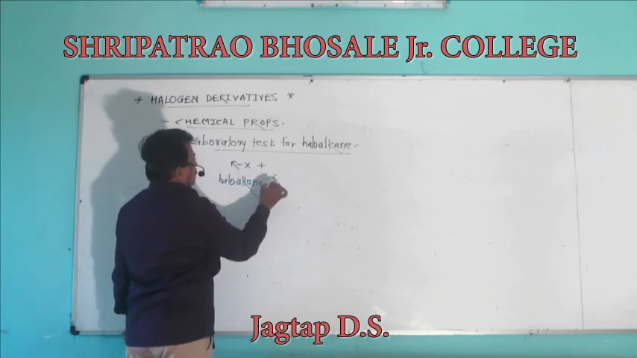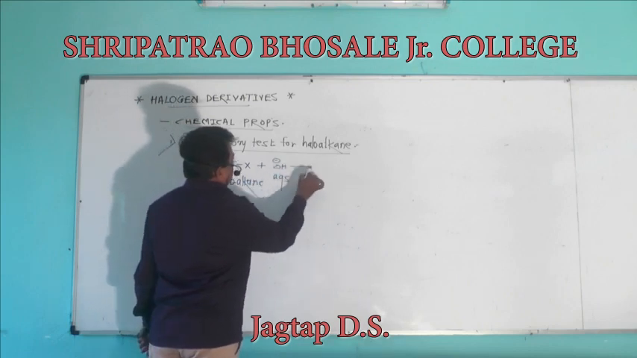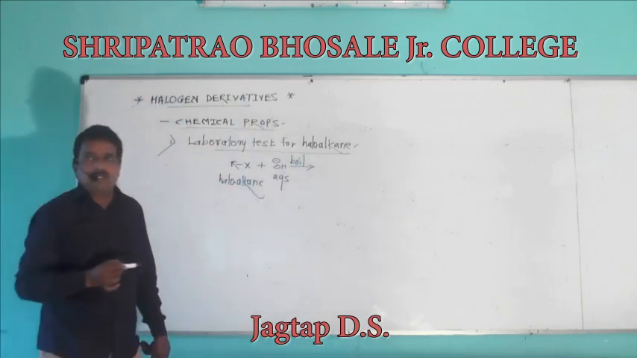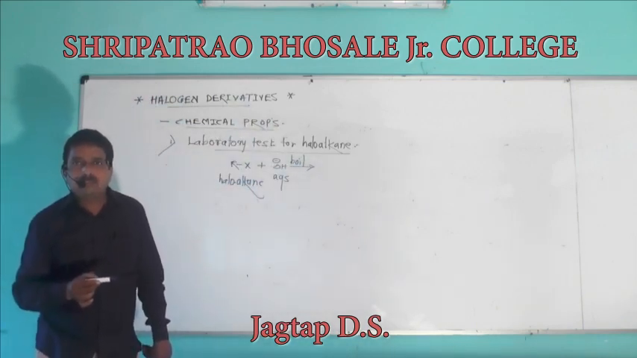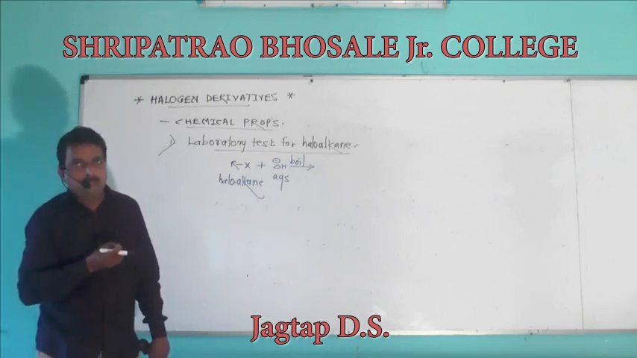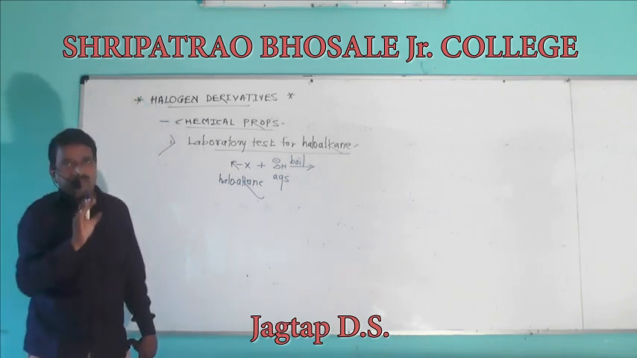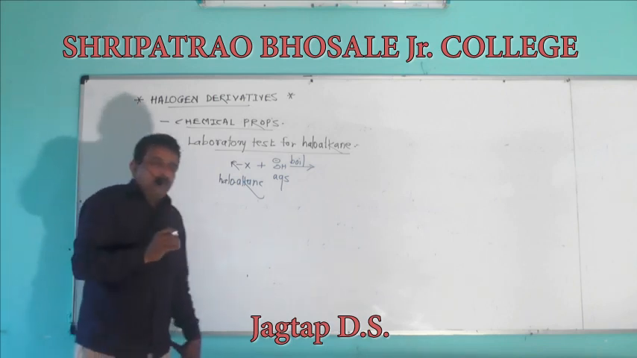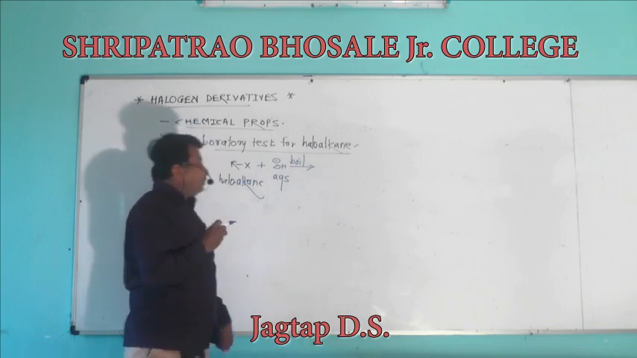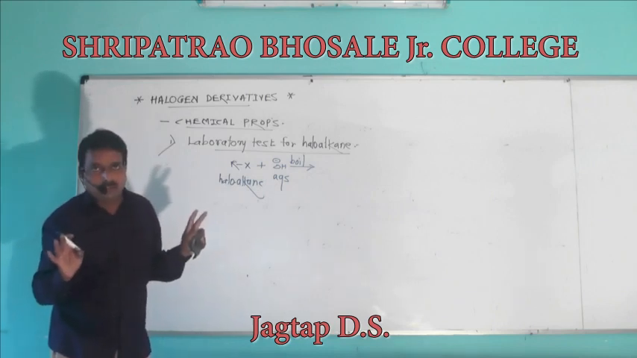is boiled with aqueous alkali. Aqueous alkali, that is aqueous NaOH or aqueous KOH. Both NaOH and KOH are Arrhenius bases, and both are strong bases. So, reaction of haloalkane with aqueous alkali.